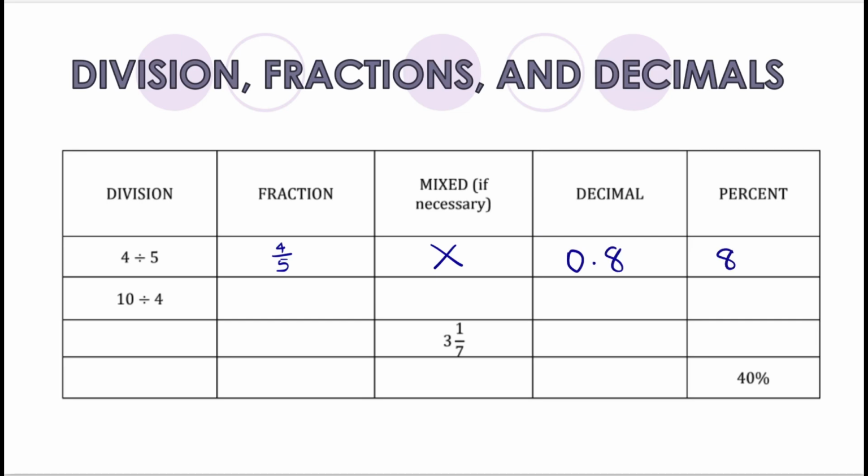And that means my percentage is 80% because you would move the decimal point 2 places. And if there's an empty spot, you just put a 0. So the percentage would be 80%.